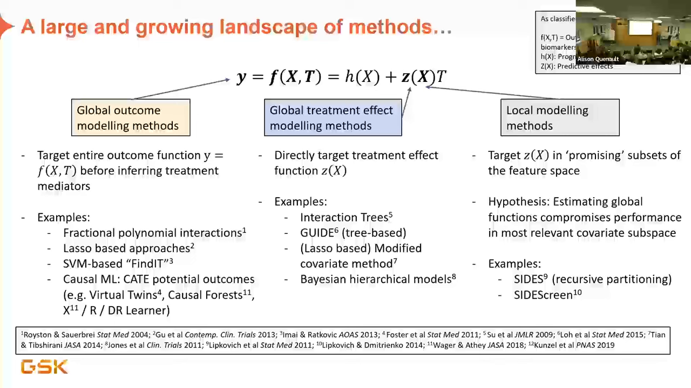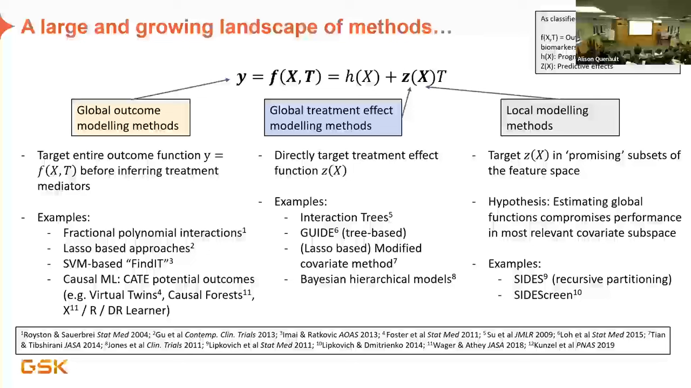So a simple statistical interaction test would fall under that umbrella if you were naive to the existence of any other biomarker other than the one you're testing. So these attempt to model the complete outcome surface and then infer from the fitted model what might mediate treatment effect. Another class of models: given that in this space we may only be concerned with estimating the treatment effect function, there are some methods which use a bit of trickery to avoid modeling the entire outcome function and focus their information just on the treatment effect. So he calls those global treatment effect methods. One of the methods I'll talk about later is an example of that.